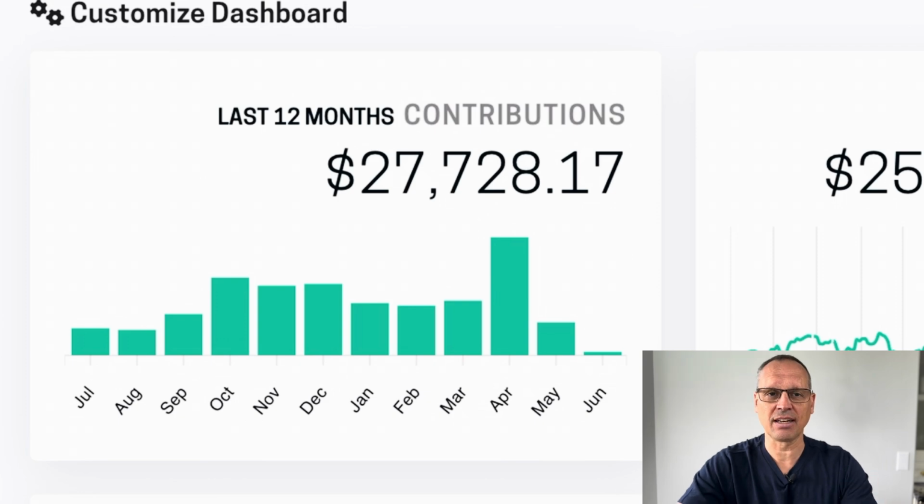Now, recently, and this is one of the only shortcomings that I found about Passive, is that for some reason it's not tracking all of my deposits.